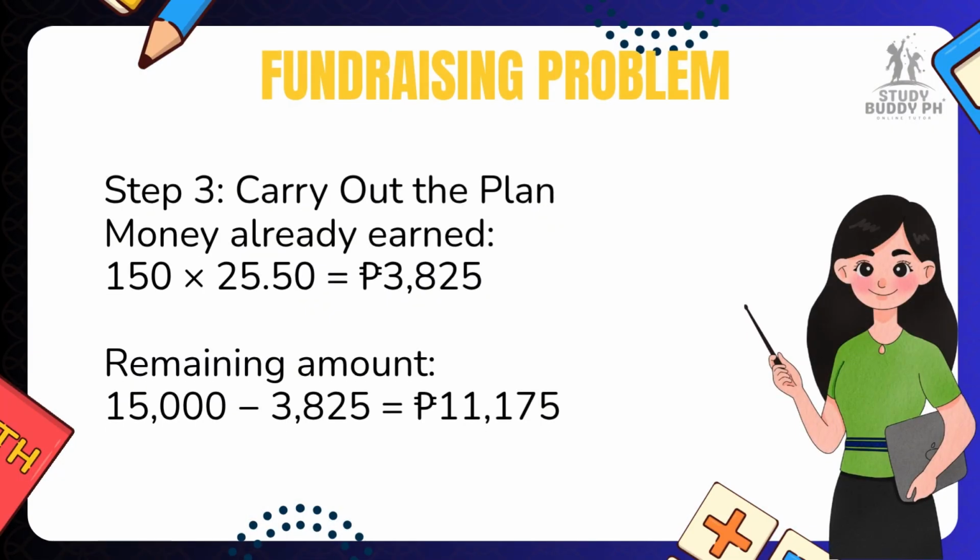Step 3. Carry out the plan. Money already earned. 150 times 25.50 equals 3,825 pesos. Remaining amount 15,000 minus 3,825 equals 11,175 pesos.